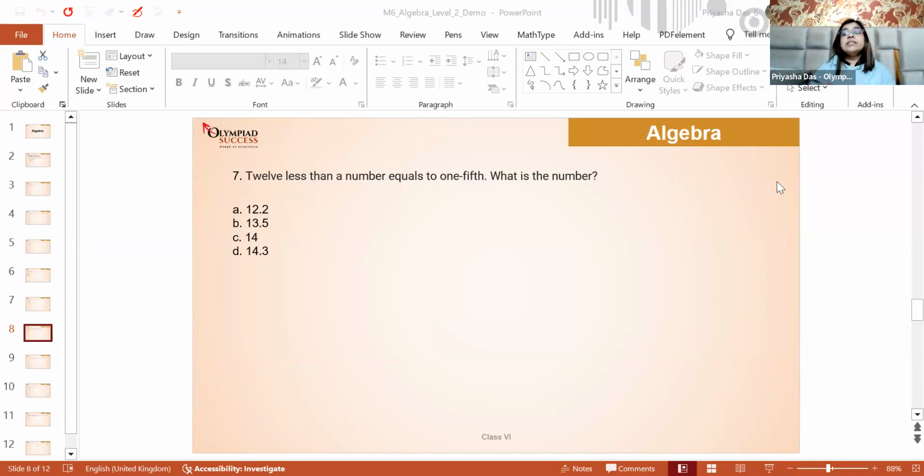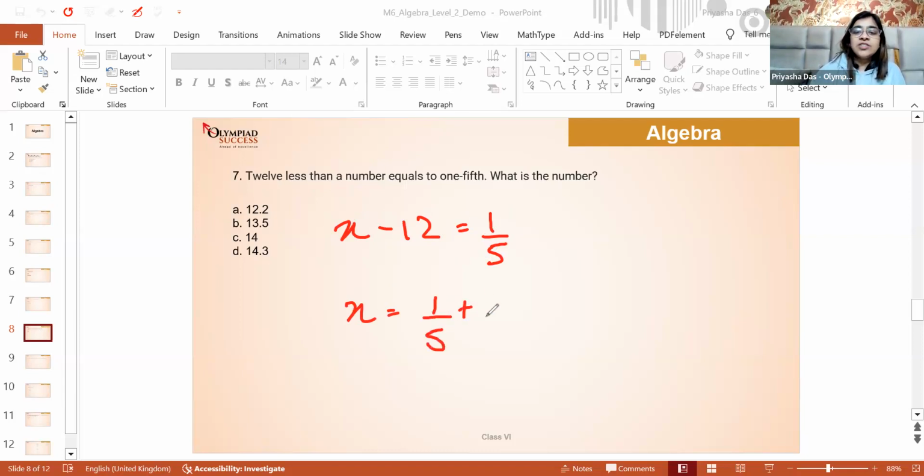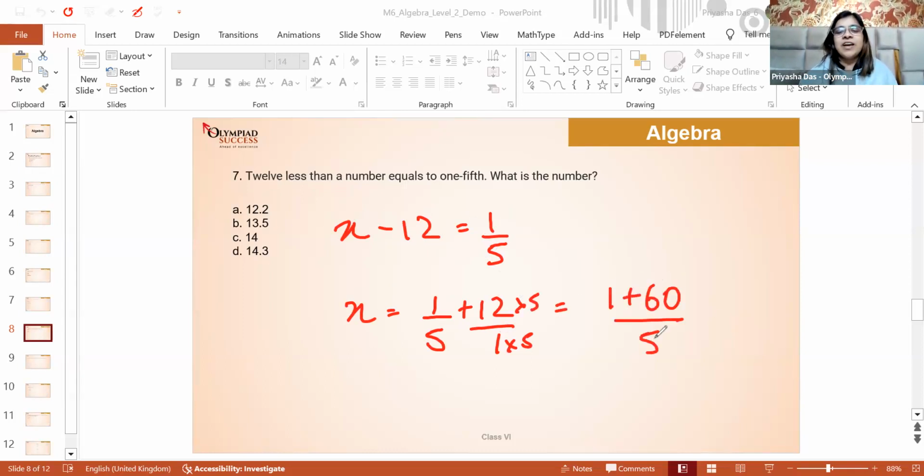All right. Let's follow the rules. 12 less than a number. Number can be x. x minus 12 is equals to 1/5. So x equals to 1/5 plus 12. Now this is back to the fractions chapter where you have to add 12 by 1 plus 1 by 5, which will be into 5 into 5. That is 1 plus 60 upon 5. That is 61 upon 5.